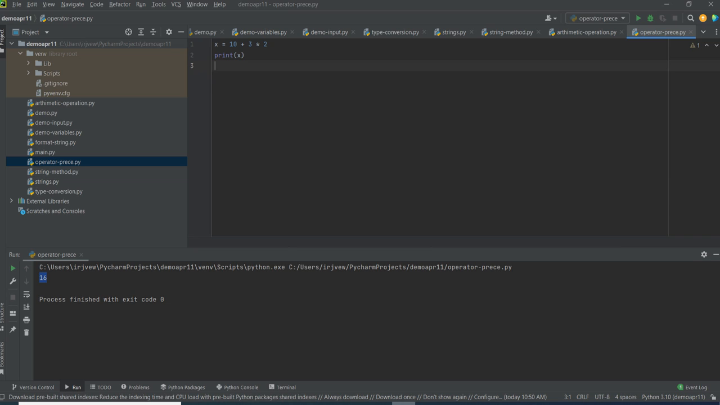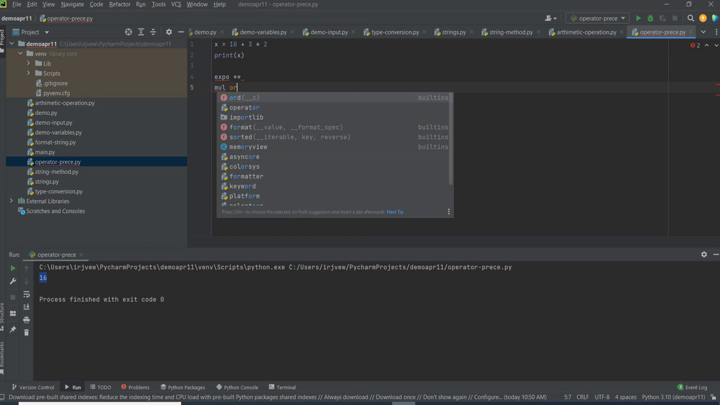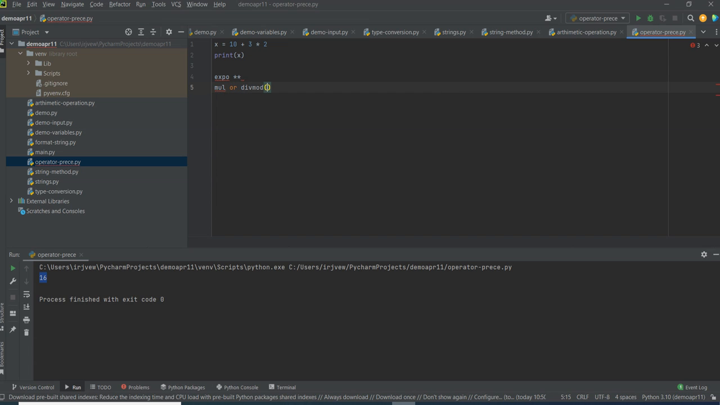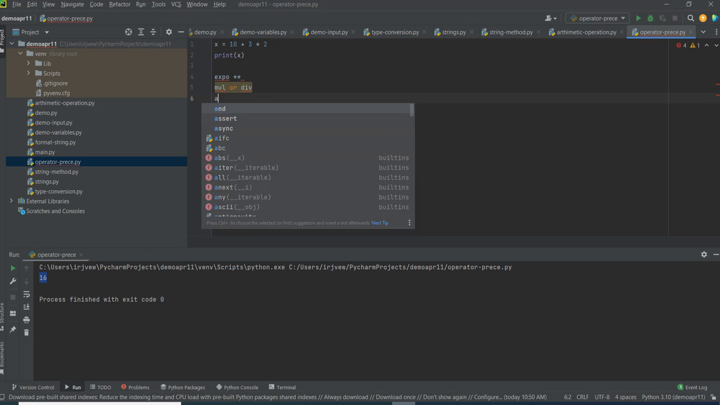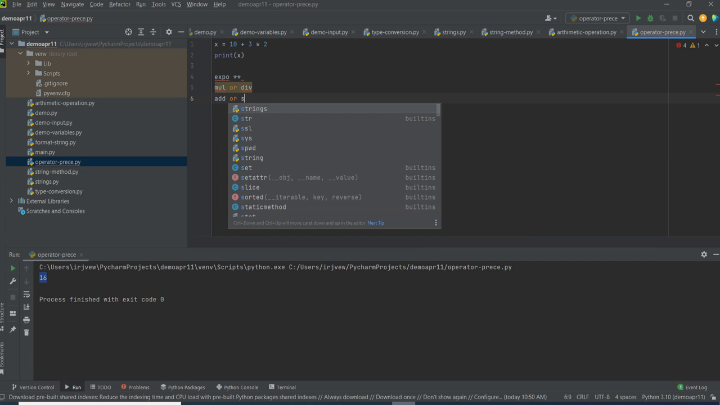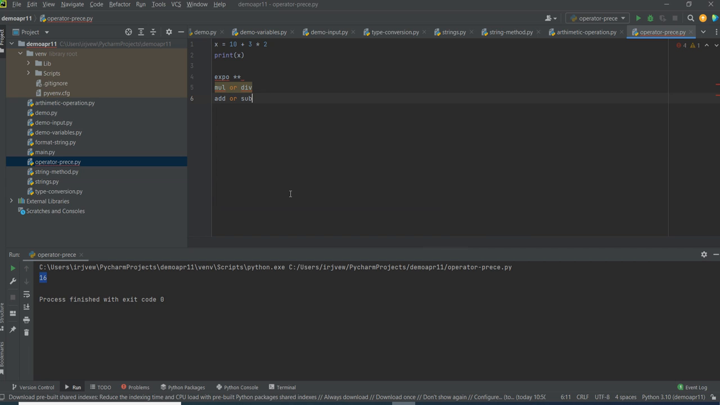So the order of precedence is, first, exponential will have the higher precedence, which means the double asterisk. Another one is multiplication or division. The next precedence is given to multiplication or division, and then finally to addition or subtraction. So this is the order of precedence it will take care of.